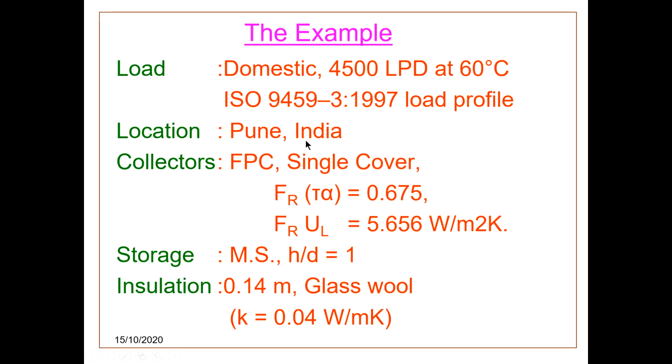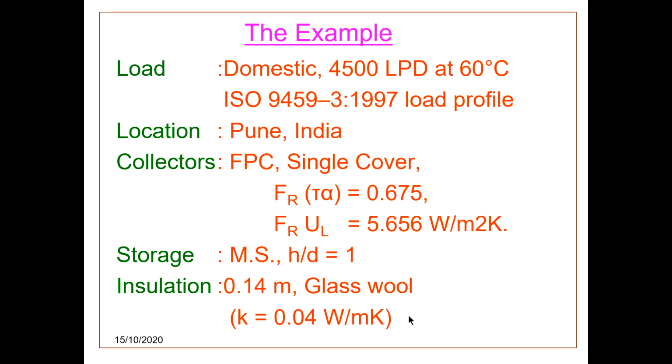Location is Pune. Collectors are flat plate collectors. We have selected a single cover with FR tau alpha 0.675 and FRUL 5.656. The storage tank is mild steel with height to diameter ratio equal to 1, and since it is a hot water storage tank, it must be insulated. Insulation used is glass wool, 0.14 meters thick. Thermal conductivity of the insulation is 0.04 watt per meter Kelvin.